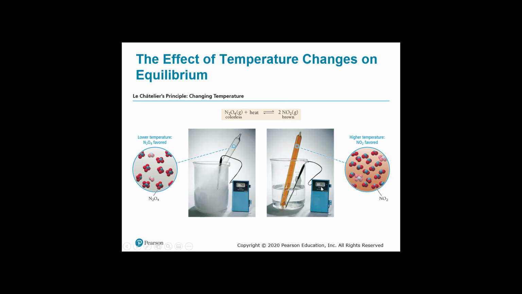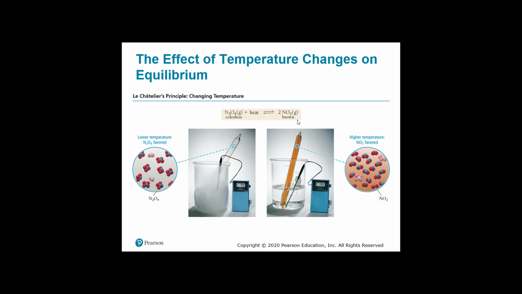And then on this side, the heat has increased. So because the temperature has increased, it is now brown. So the high temperature favors the NO2. If it goes into an endothermic reaction, it's going to go into the colorless gas. And if you increase the temperature and force it this way, that's where you start seeing the brown color.